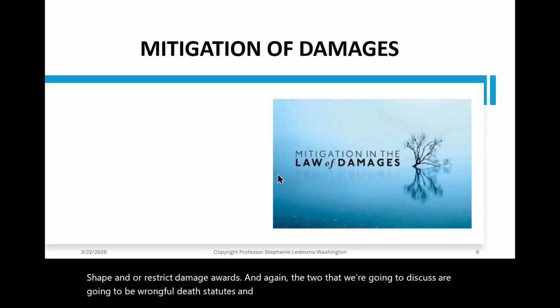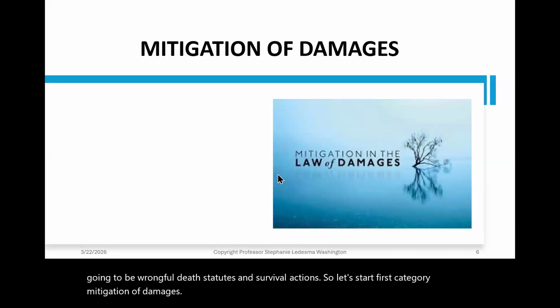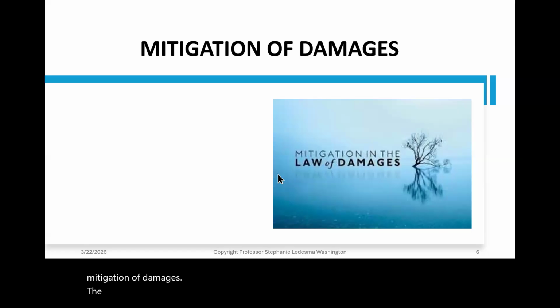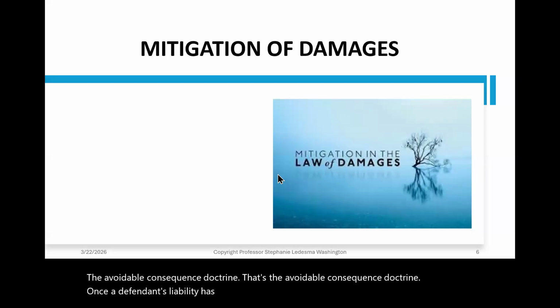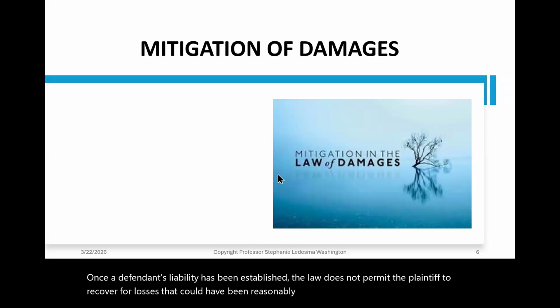So let's start. First category, mitigation of damages. The doctrine of mitigation of damages is often referred to as the avoidable consequence doctrine. That's the avoidable consequence doctrine. Once a defendant's liability has been established, the law does not permit the plaintiff to recover for losses that could have been reasonably avoided after the tort occurred.